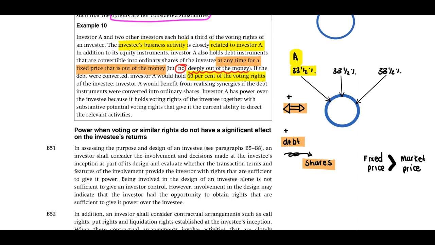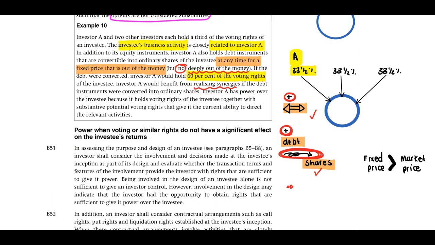Okay, therefore, if we look at this in conjunction with the fact that the business activities are the same, we are able to identify that if A converts the instrument into shares, plus the fact that they have the same type of businesses, there will be synergies between these two entities.